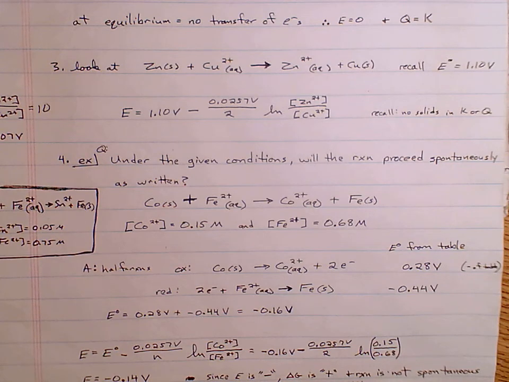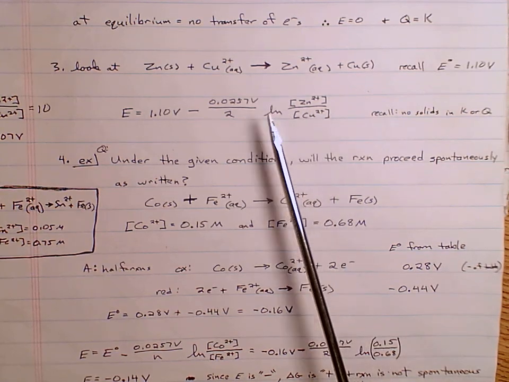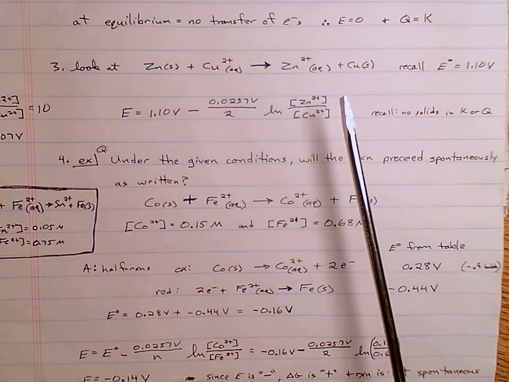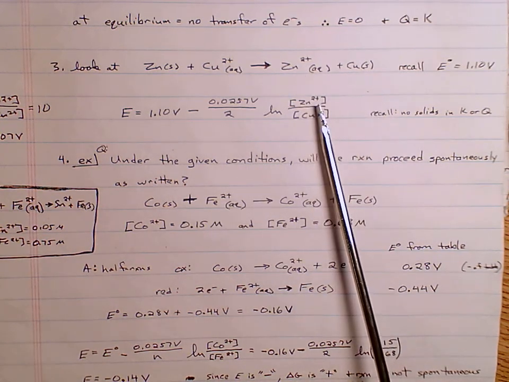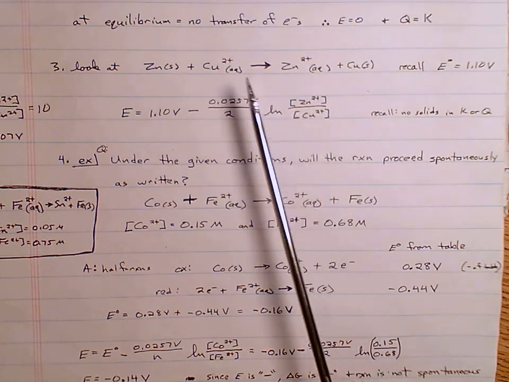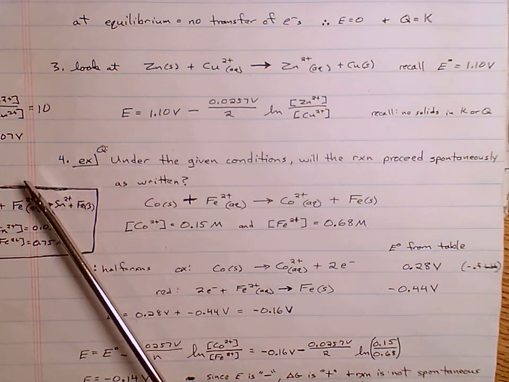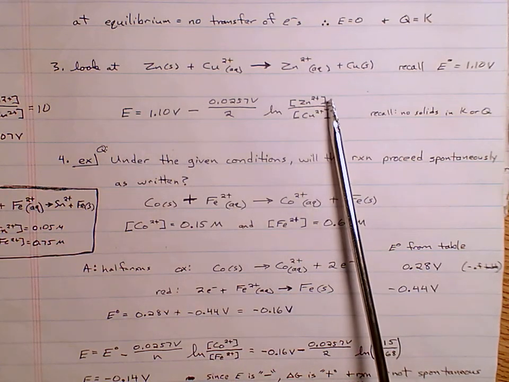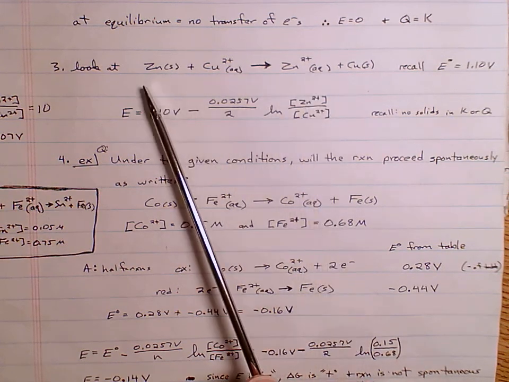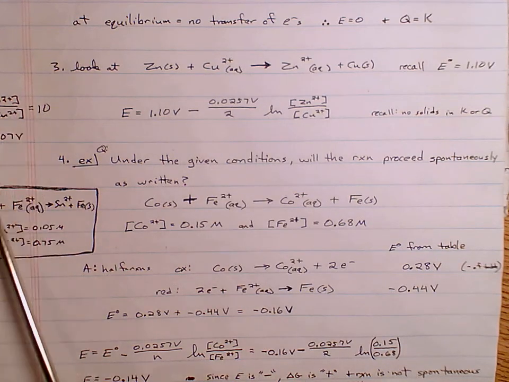And when you do this, we've got this natural log function here, but whatever this number is, we're going to multiply it by 0.0257 and divide that by 2, which means the concentration of zinc product must be substantially more than the concentration of copper reactant for it to change the voltage so much. In fact, you can put the numbers in there. If the concentration of zinc 2 plus is 10 times the amount of copper 2 plus, this reaction is over 90% of the way done.